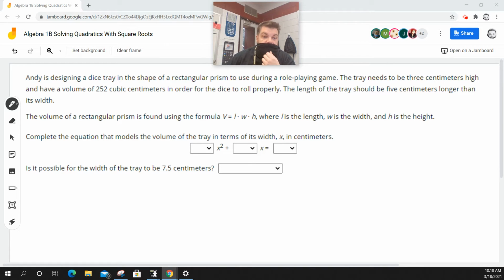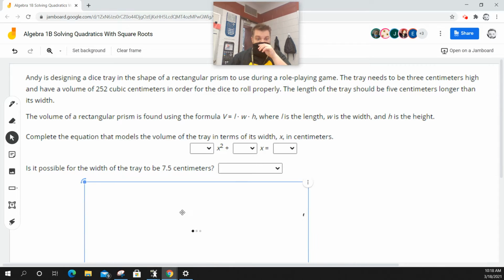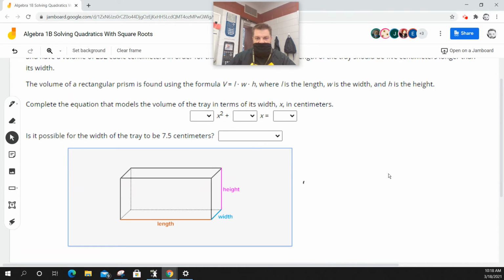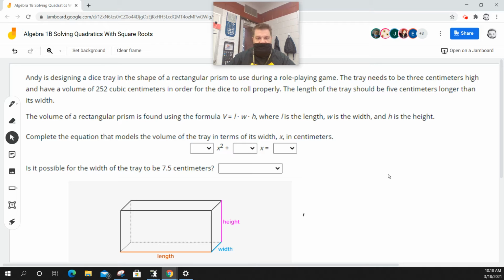The volume of the rectangular prism is calculated using the formula V equals L times W times H, where L is the length, W is the width, and H is the height. Complete the equation that models the volume of the tray. Then it asks, is it possible to have a volume where the width of the tray is 7.5 centimeters? Just so we can wrap this around our head, that's what they're talking about, something that looks like that.